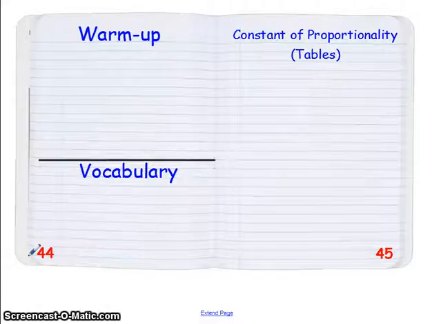Right, we are on constant of proportionality. We're splitting it up again like we did last time. Tables first, then graphs. We're on page 45, set up for a warm-up and a vocabulary.